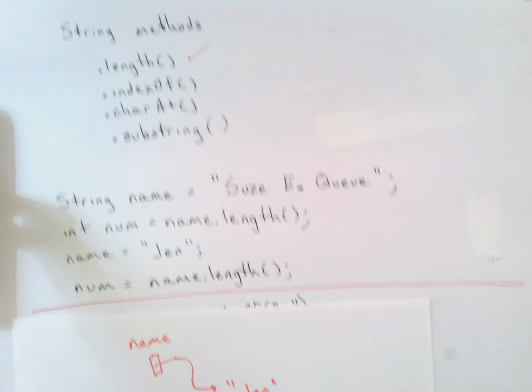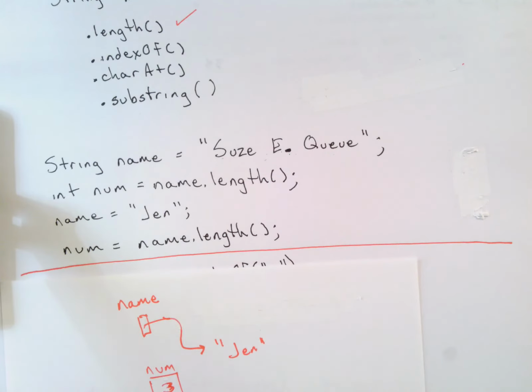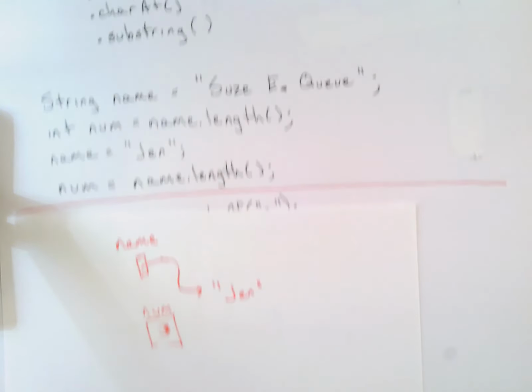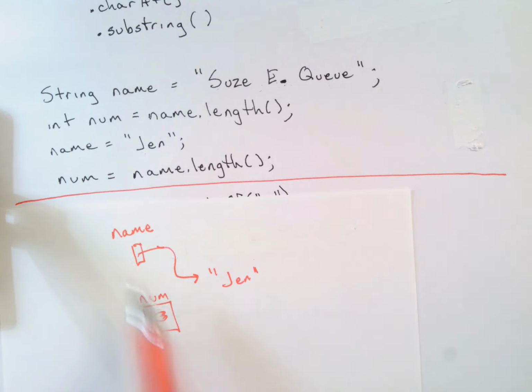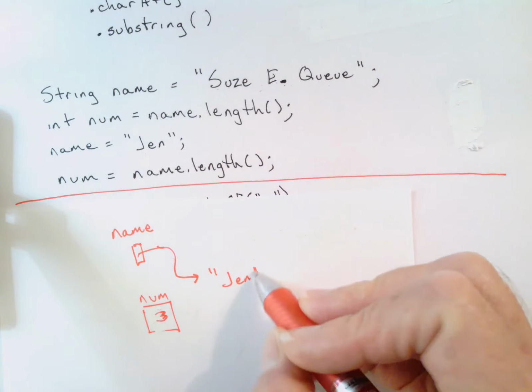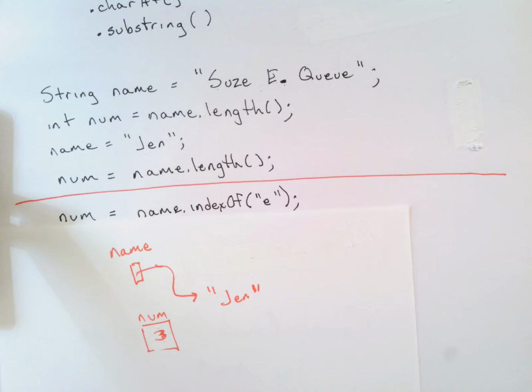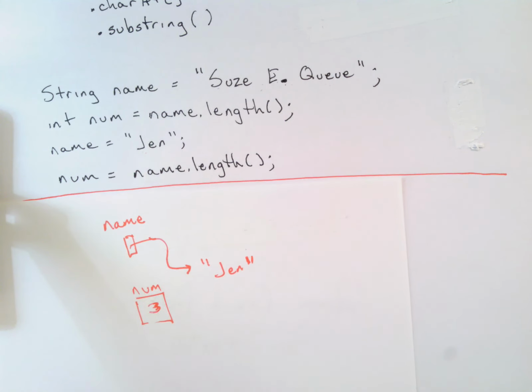Now, you might recall from the last video, we had changed the contents of name so it was set equal to Jen. So taking a look here at my little memory map, we have name referencing the string Jen in memory. That's two double quotes out there. And num was set equal to 3, which is the length of Jen. Now before we go there, let's just talk for a second.